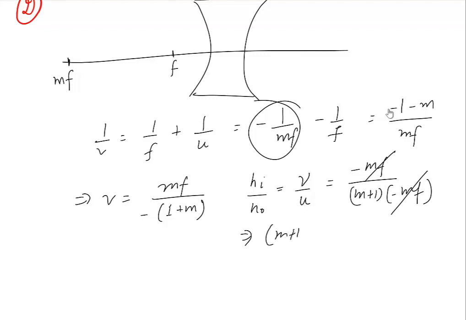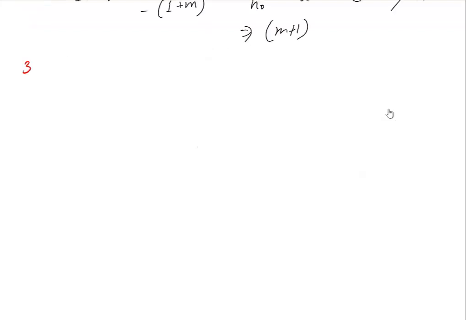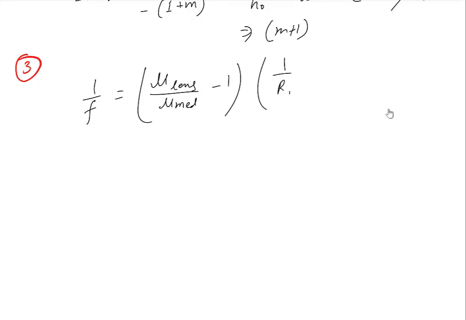M plus 1 times. Third question says a lens behaves as a converging lens in air and diverging lens in water. The refractive index of the material is? Alright, so again lens maker formula that says 1 by f equals mu of lens over mu of medium minus 1, times 1 over r1 minus 1 over r2. This is also called as thin lens formula.